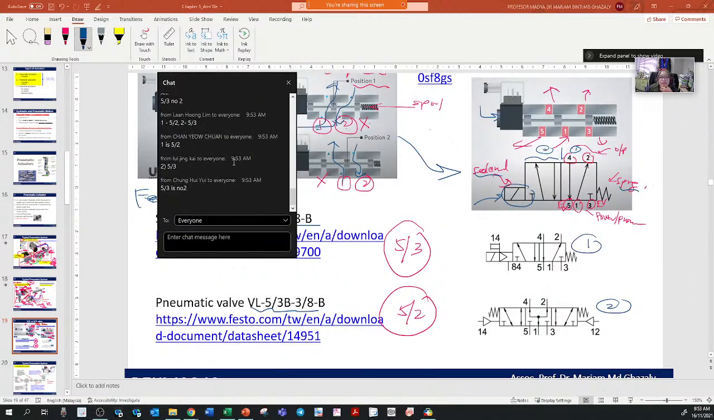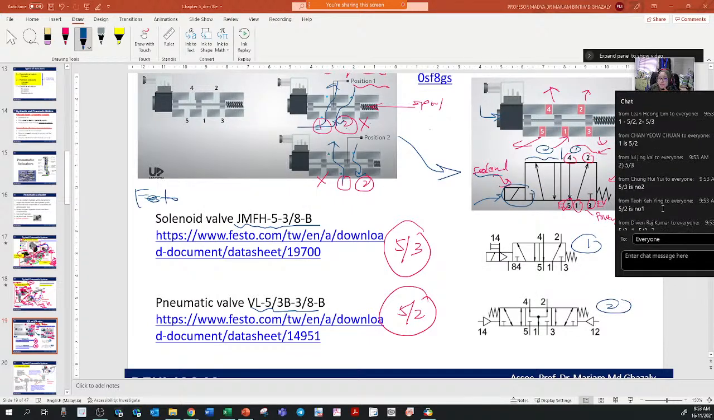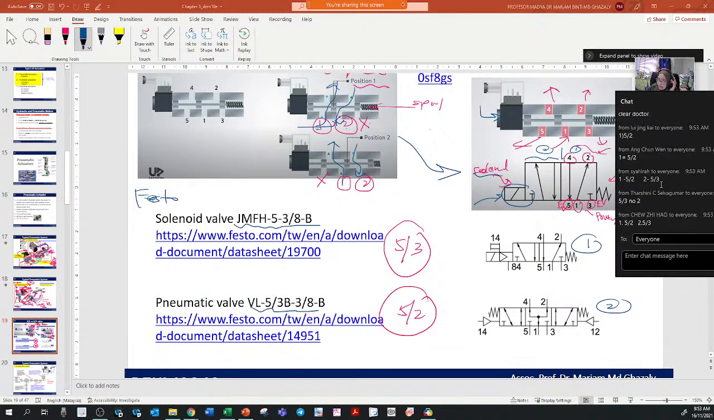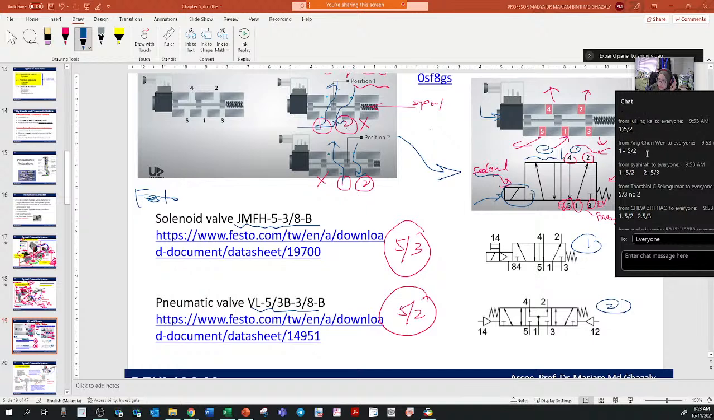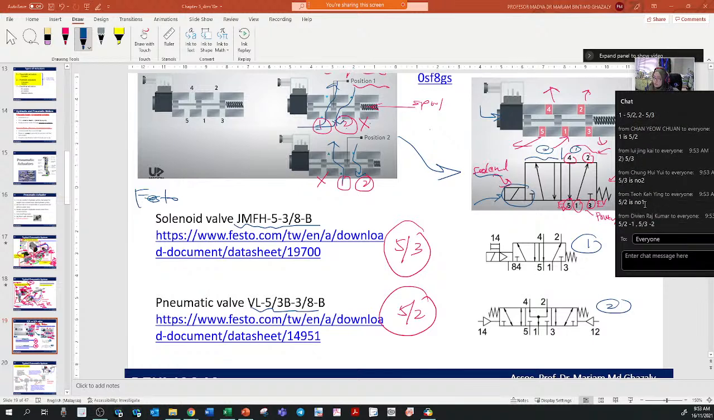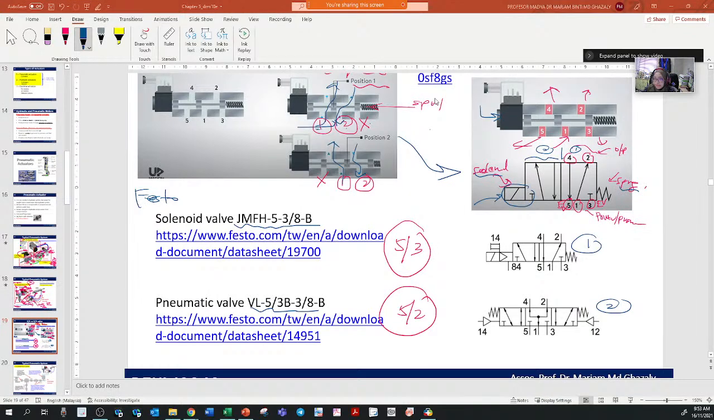Alright. If you can answer this, then it means you understood my explanation just now. 522. 522 is number 1. Most of you answered correctly. So 522 is number 1.